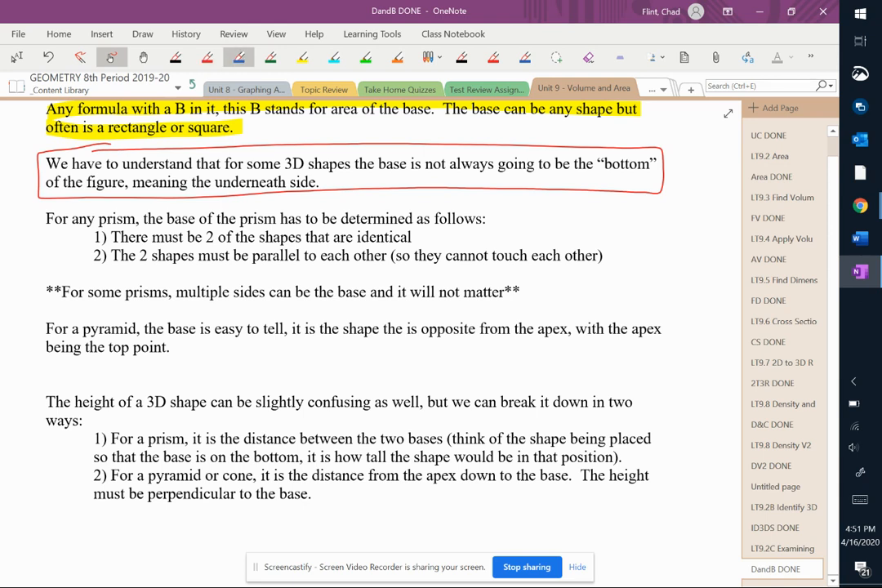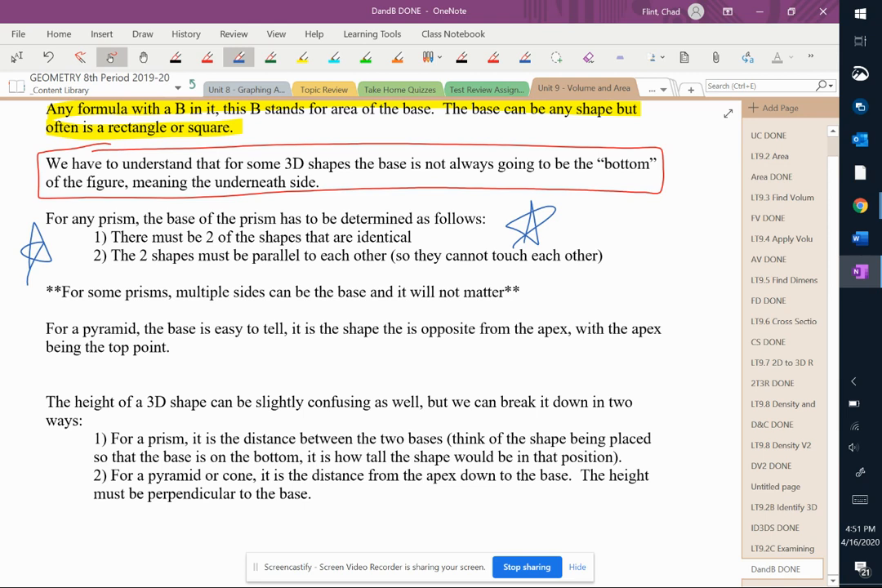This is what we're going to do for the rule here, for any prism. And I said this in the last assignment, if you watched some of the videos there. There have to be two of these shapes to be the top and the bottom. They have to be identical, congruent, exactly the same. They also have to be parallel so that they can't touch each other. So when we go down through these example problems, I'll highlight things and show you where they are. But that's the way to think about it.